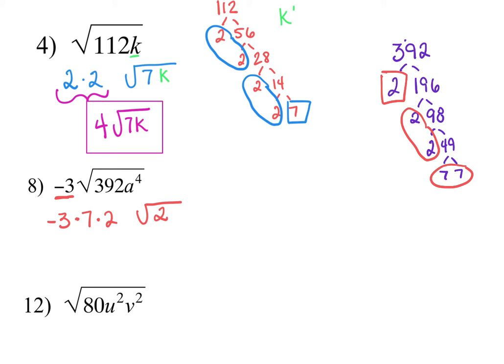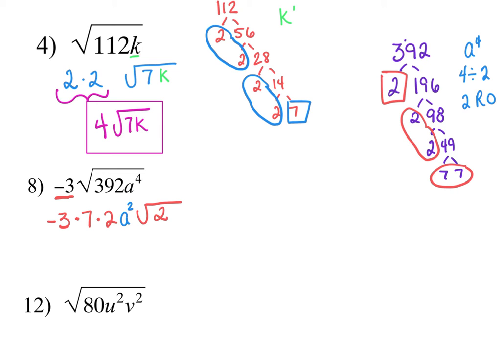All right. And then we look at our variables. Our variables here, a to the 4th. You can say 4 divided by my index, which is 2. That is 2 with the remainder of 0. So that means 2 a's are going to come out. No a's are going to stay in. 0 a's inside.